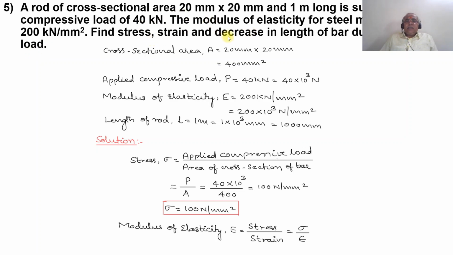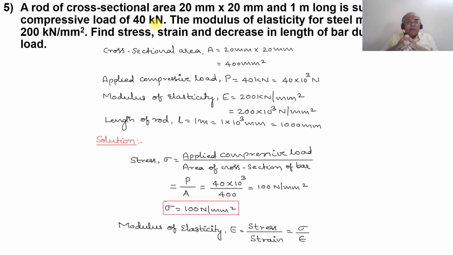Here he says decrease in length of bar, specifically he mentions that, basically because it is a compressive load of 40 kilonewton. As the load is compressed, the member will always decrease in length. So find stress, strain, and decrease in length of bar. So we need to find out all the three.